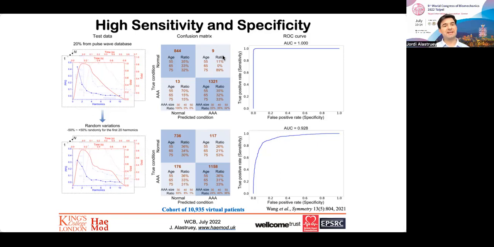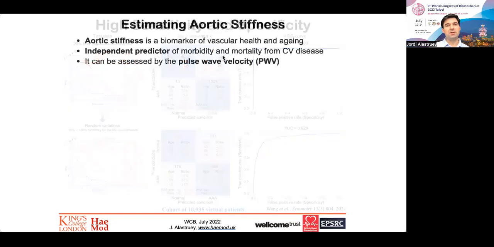So the in silico dataset seems to be useful when it comes to the design and testing of machine learning models. The other clinically relevant study that I would like to show you is the estimation of the stiffness of the aorta, which is an important marker of vascular health. Indeed, increased arterial stiffness has been shown to be an independent predictor of morbidity and mortality from cardiovascular disease. And it is one of the biomarkers of vascular age.